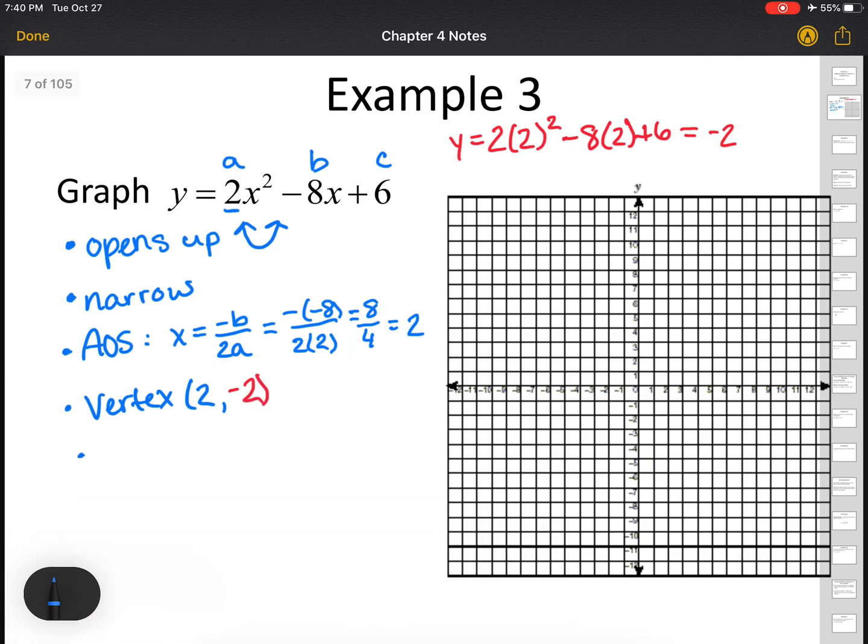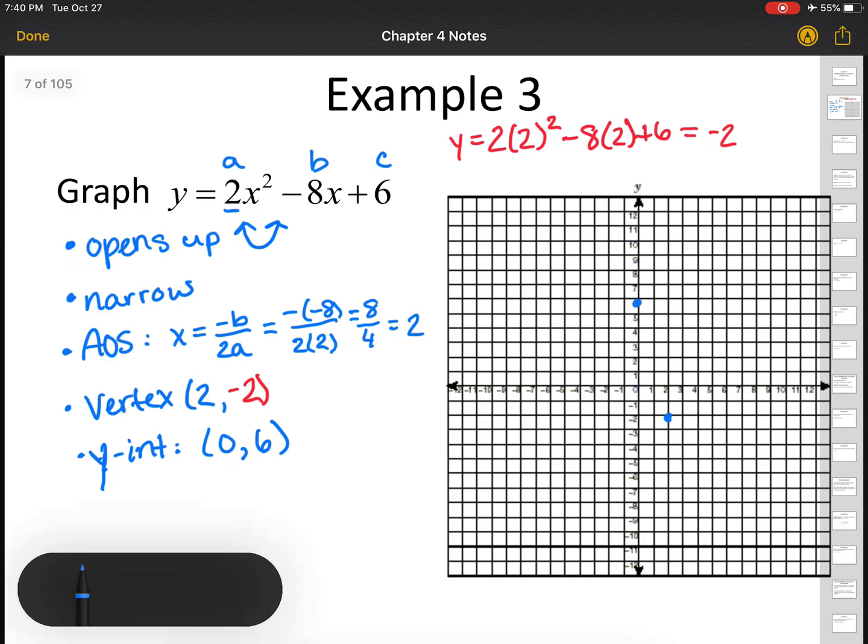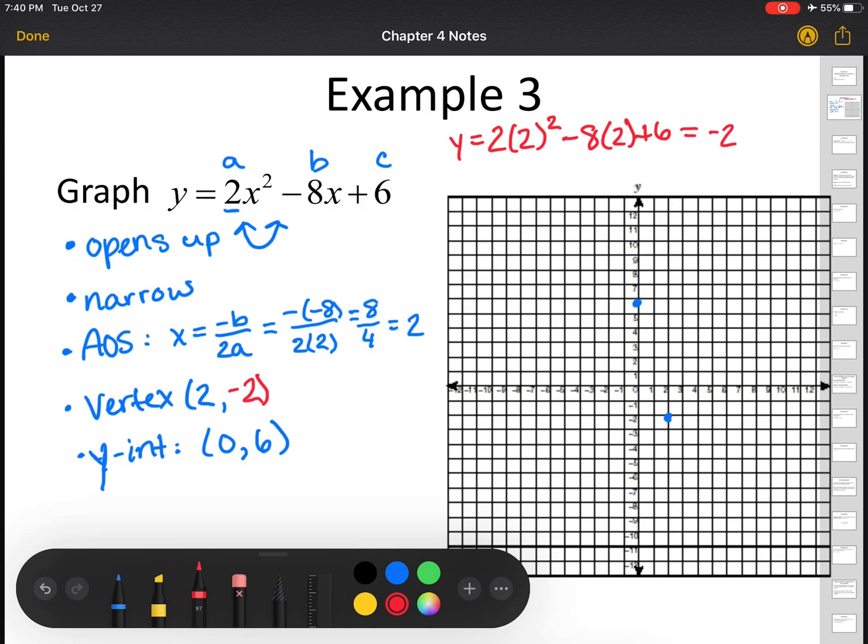Then lastly, if we need a y-intercept, again, that was just our constant with a value of 0 for x because it's lying on the y-axis. In this case, our c was 6. So there is our y-intercept. Now we can actually start graphing what we already know. At 2, negative 2 is our vertex. We also know the y-intercept is at 0, 6. And we know our axis of symmetry is running down through x equals 2.